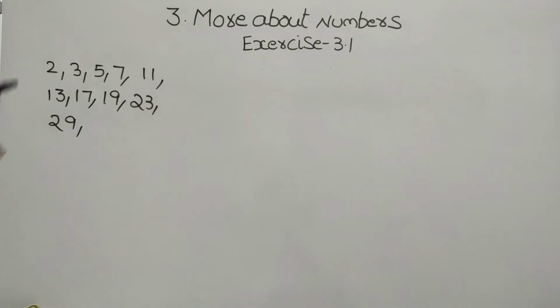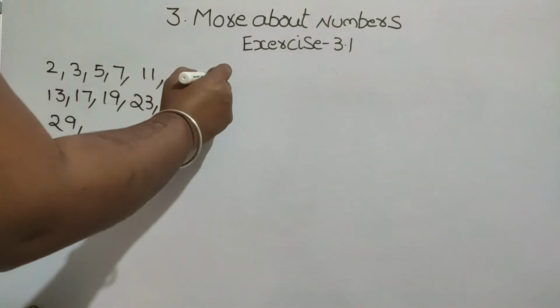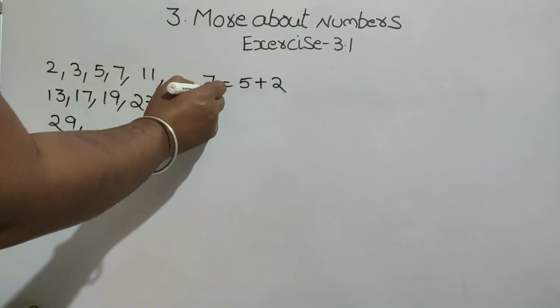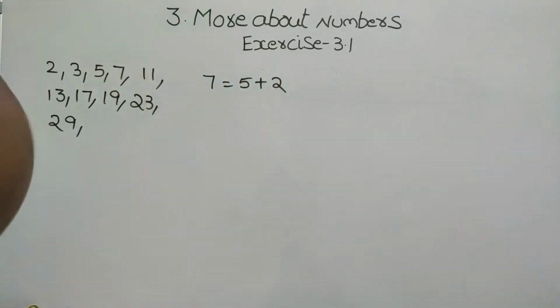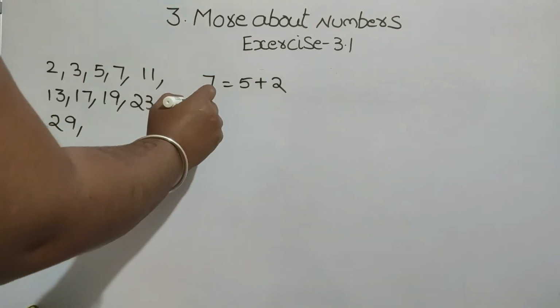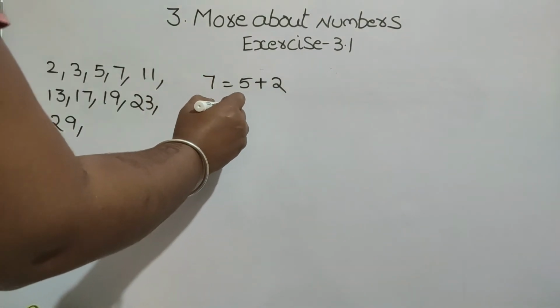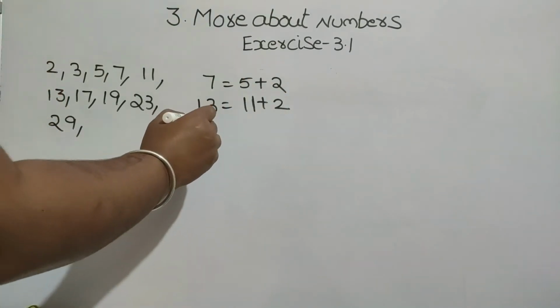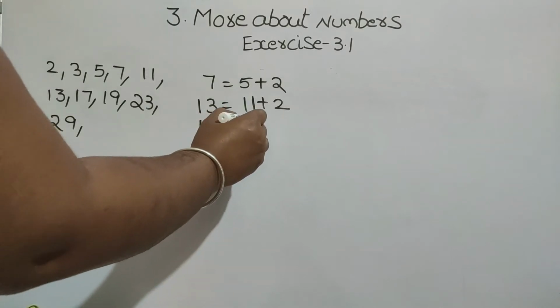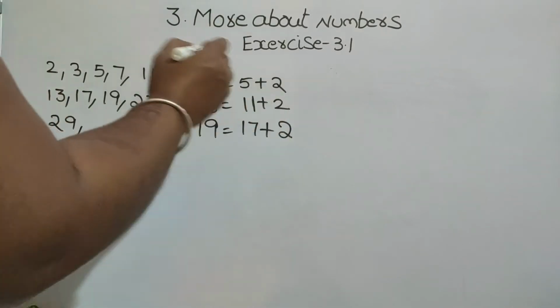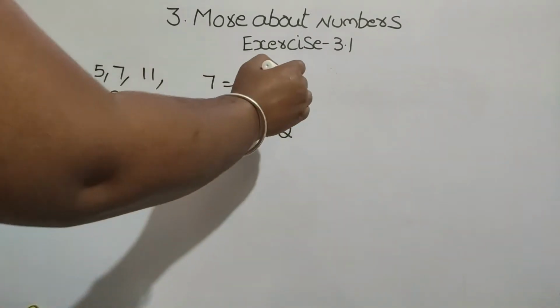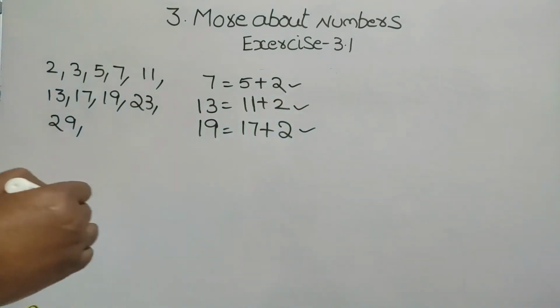Now they are asking for 5 prime numbers which are the addition of 2 prime numbers. Example, 7 is 5 plus 2. 7 is a prime number and 5 and 2 are also prime numbers. 13, 11 plus 2, and 19, 17 plus 2, and 1, 2, 3. 2 more we need to do.